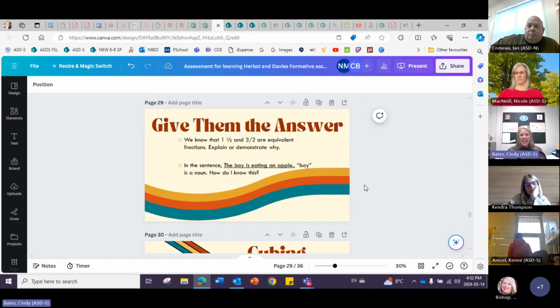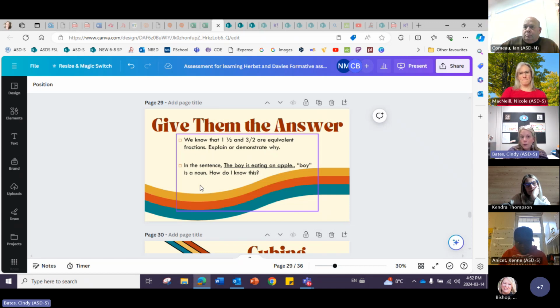Give them the answer is always fun. I gave 2 examples, both math and grammar, but these are more simple examples. So giving them, even the student, the answer, and they need to give you the question. And so they have to explain. So in the second example, and again, for me as a language teacher, in the sentence, the boy is eating an apple, boy is a noun. Well, that's fine if they can identify, but that's really low on Bloom's taxonomy. We want them to be able to explain, how do I know this? How do I know that boy is a noun? And so then you're getting much more in depth.